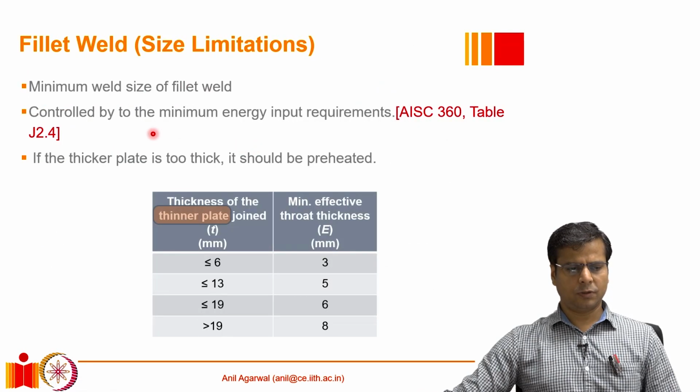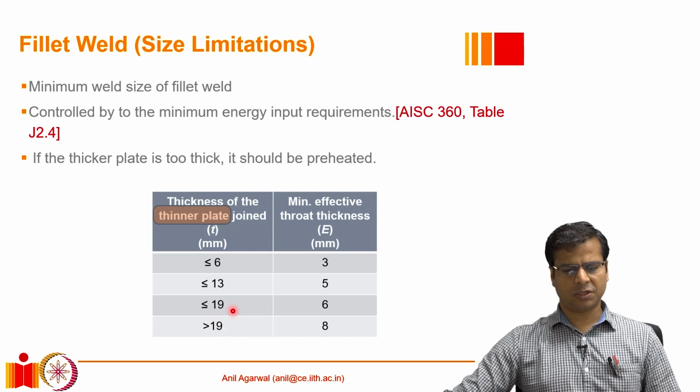Similar to the Indian code, the American code AISC 360 also has a requirement of a minimum size for a fillet weld. Here you can see the table. If, let's say, the plate thickness is around 20 mm or 19 mm, we need a minimum weld of size 6 millimeter, which is very similar to the Indian code value, about 1/3 of the plate thickness.